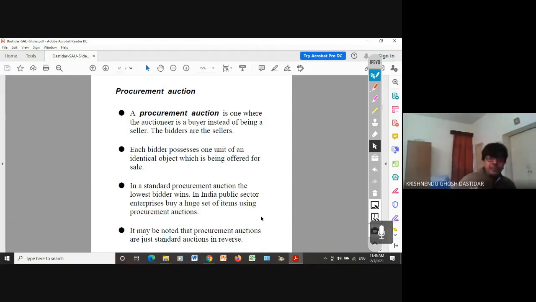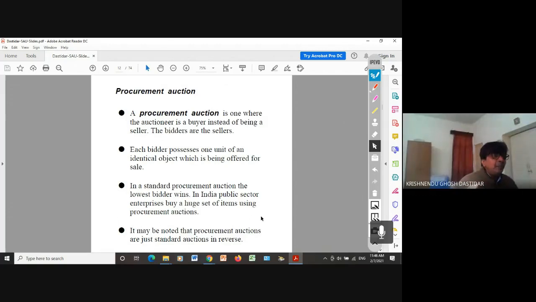For example, JNU wants to buy computers, 100 computers. It gives some specification that I want this many computers of this specification. And there are companies bidding for it, and the company which bids the lowest gets the object. Here, JNU, the auctioneer, is the buyer, not the seller. Such things are called procurement auctions.